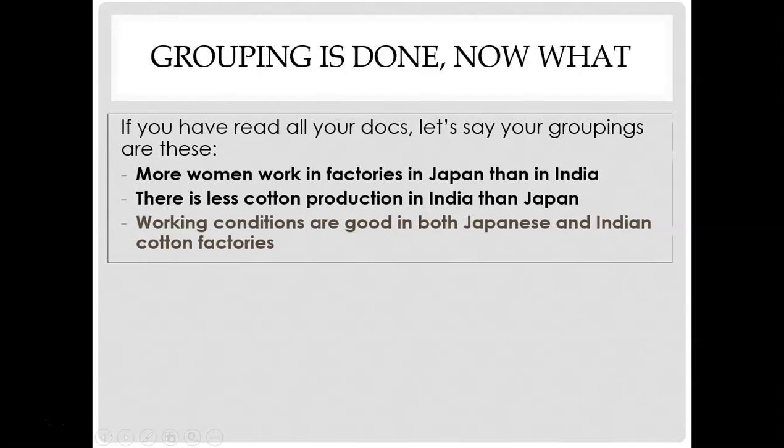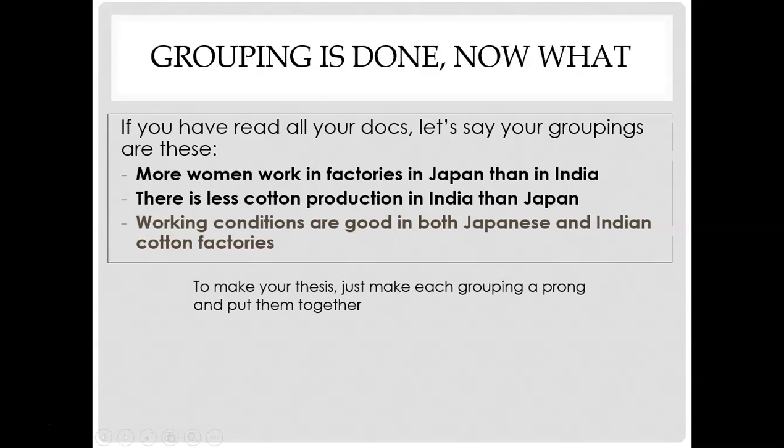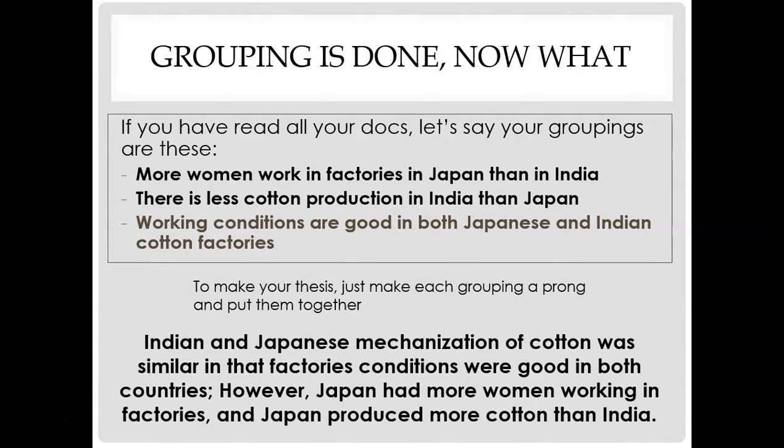So you've done your grouping, you've done all your analysis, and let's say you have this. You've read all your docs and your groupings are more women work in factories in Japan than in India. There's less cotton production in India than Japan, and that working conditions are good in both Japanese and Indian cotton factories. Those are your 3 groupings. Okay, so here's all you got to do. To make your thesis, make each grouping into a prong and put them together so it looks just like this.